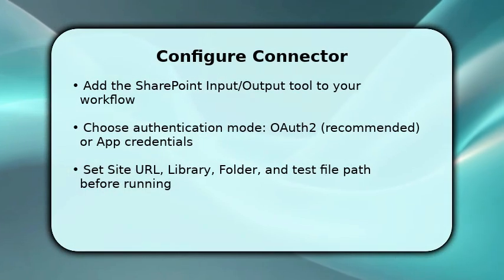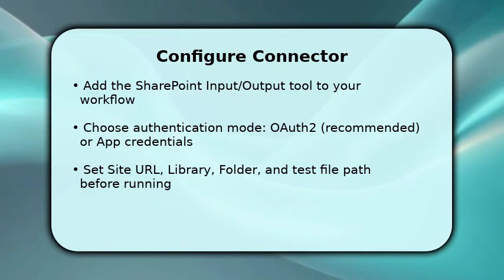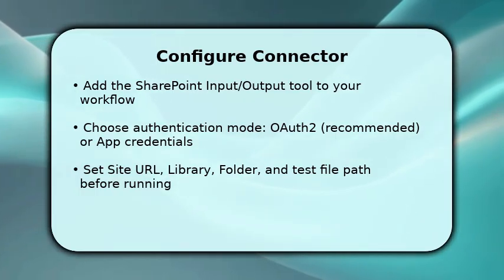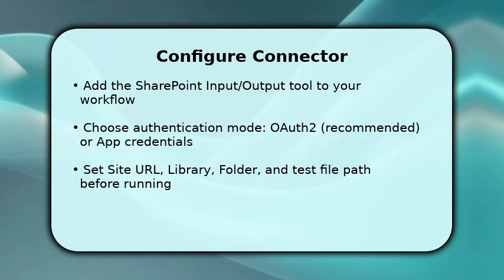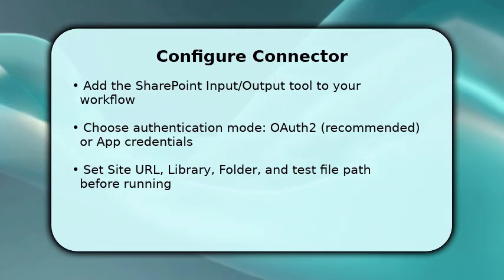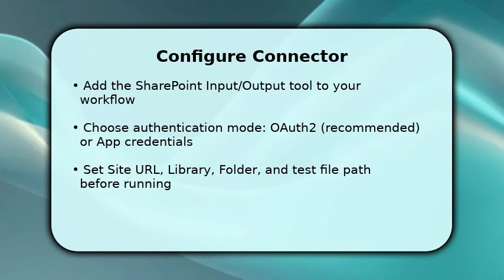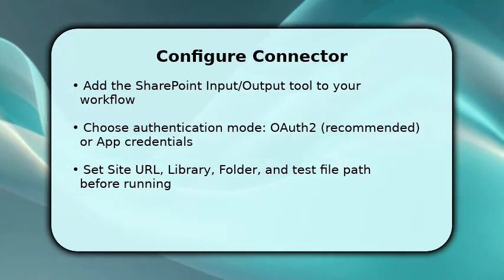Now you configure the connector inside your workflow. Drag the Sharepoint input or output tool into the canvas and open its configuration. Choose OAuth 2 for simplicity and security, or select app credentials if using a service principal. Follow prompts to authenticate and grant access.